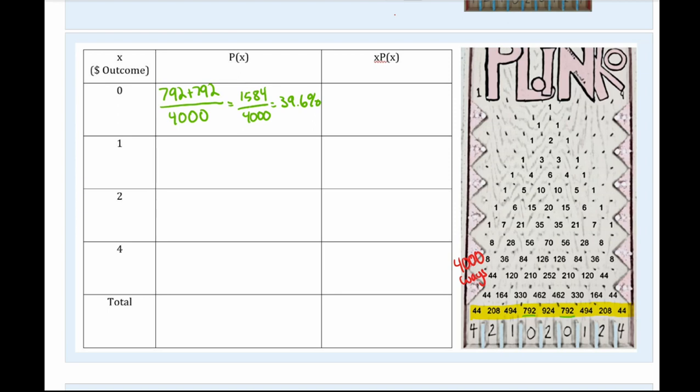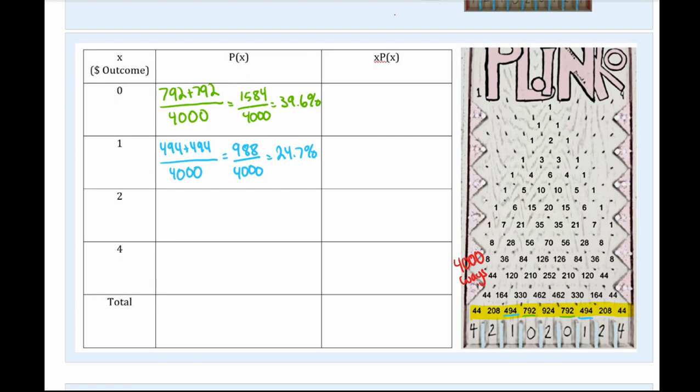To land in a 1, or to get a value of 1, 494 plus 494 divided by 4,000. This equals 988 divided by 4,000, or 24.7%.